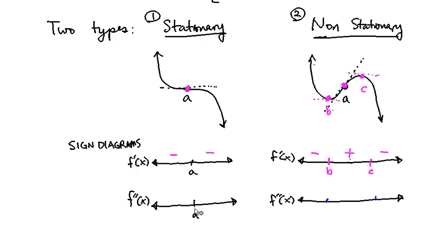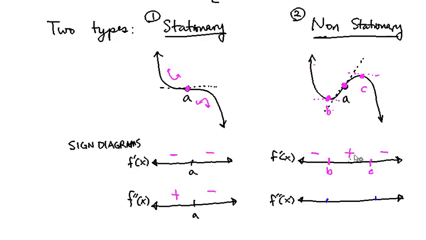For the stationary point of inflection, on this interval we have concave up, and on this interval we have concave down. So since it's concave up, this must be positive, and since it's concave down, this side must be negative. Okay, so we do have a change in curvature occurring right here.